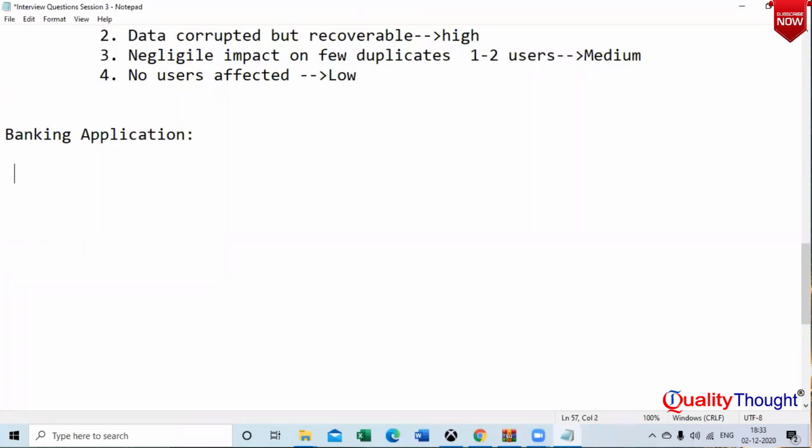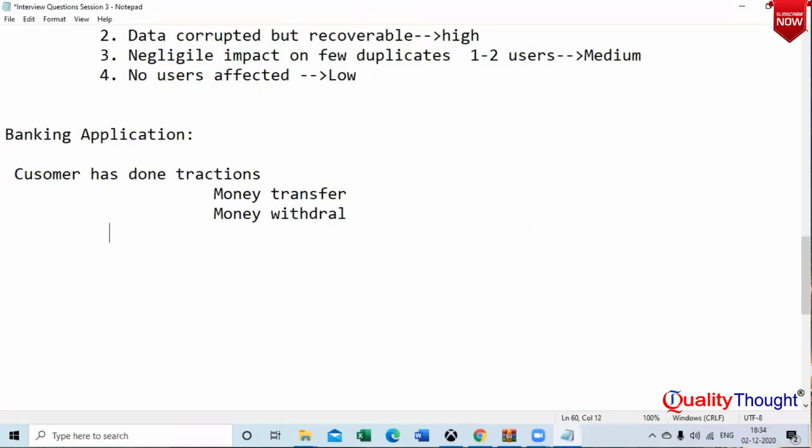Customer A has done a transaction. Whenever a customer performs any transaction, such as money transfer, money withdrawal, buying a share, or a credit card transaction, each transaction must be validated by rules.